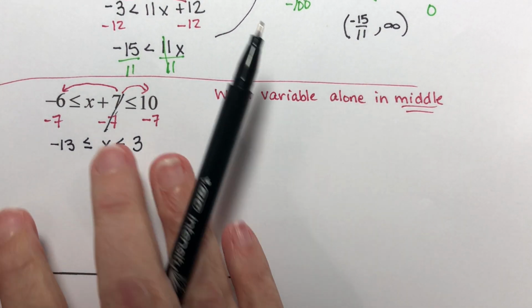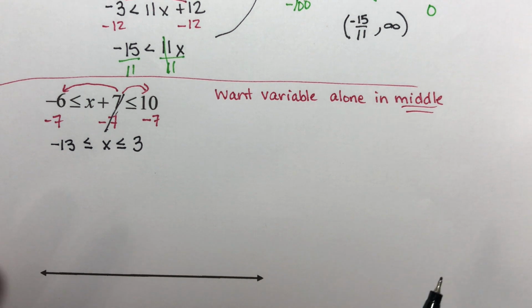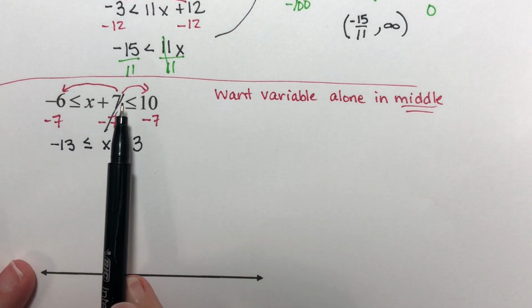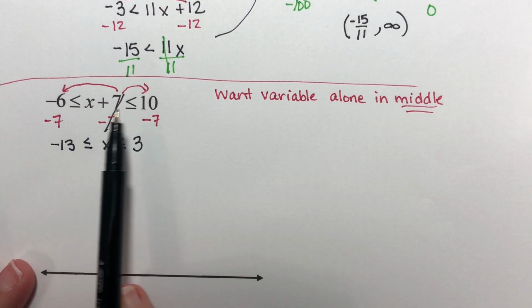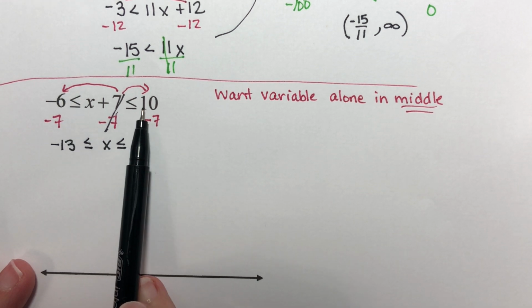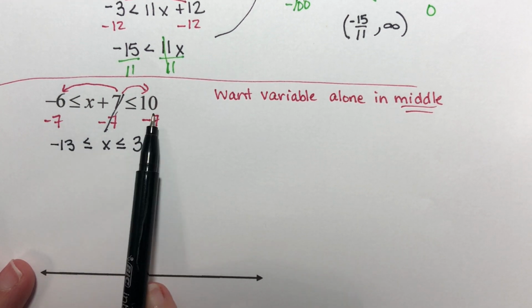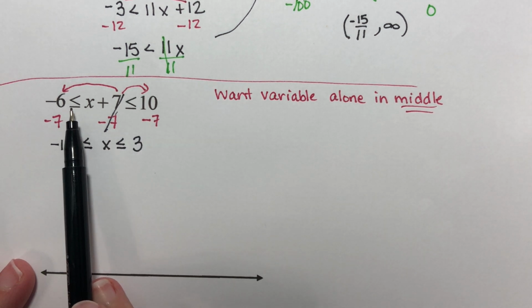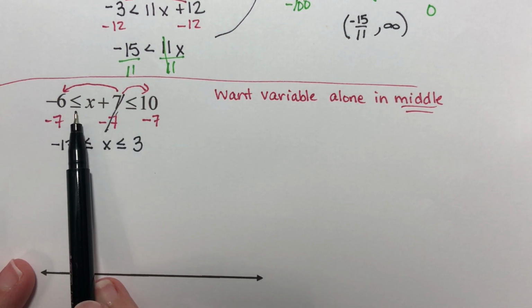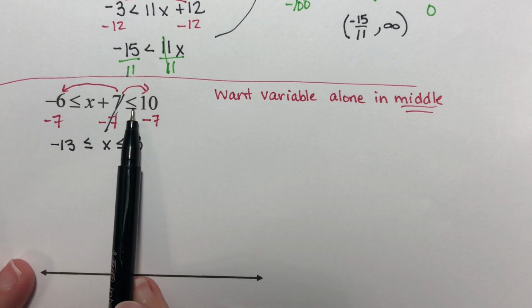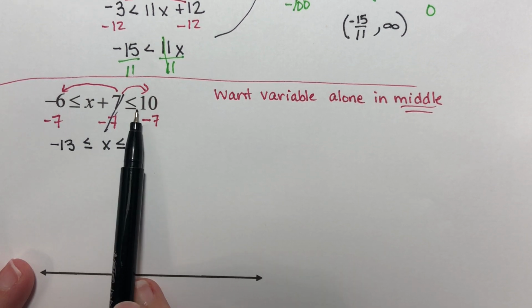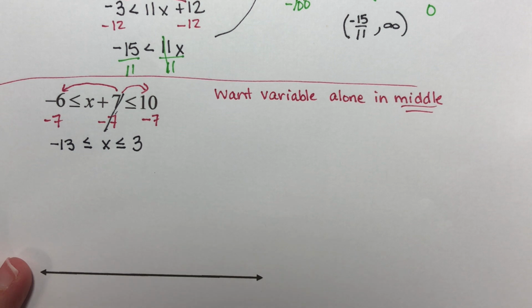One thing I want to point out before I talk about how to do the graph or the interval notation is that notice these two signs point the same direction. They always will point the same direction if you have a three-sided problem. The other thing to note is they don't both have to be equal to. I could have a less than and a less than or equal to. I can have a mixture of those. They just have to point the same direction.